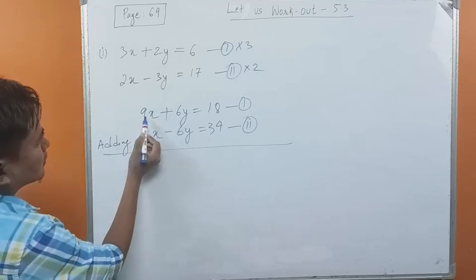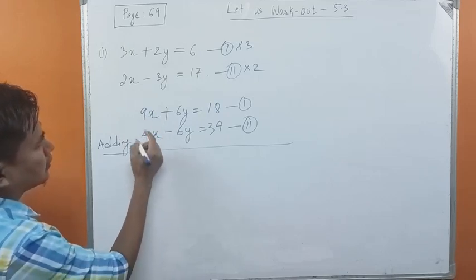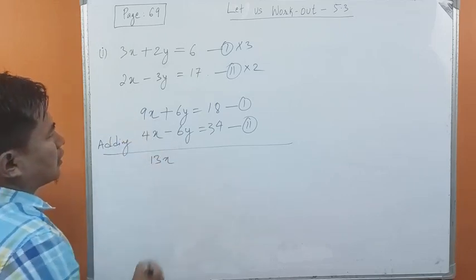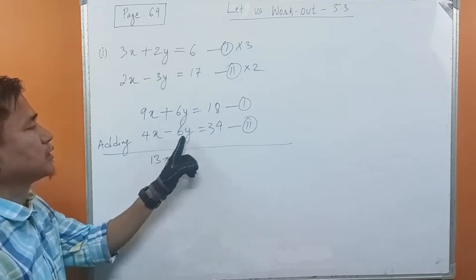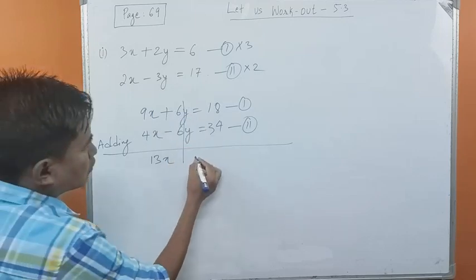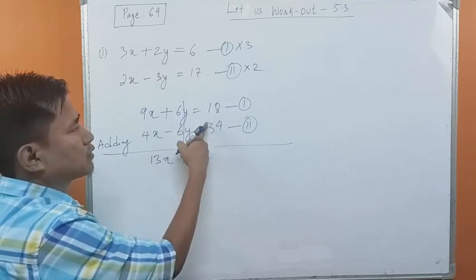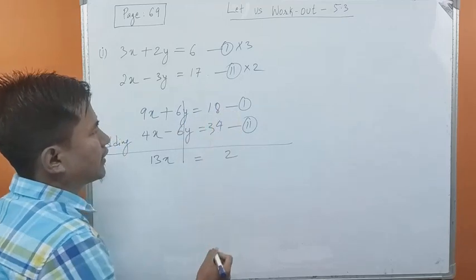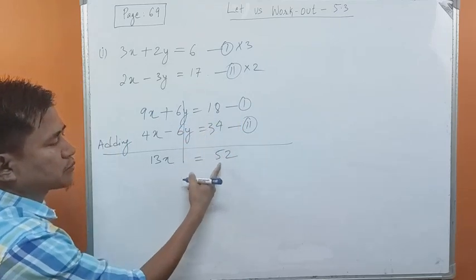Now 9x is positive, 4x is positive, so 9x plus 4x gives us 13x. Same sign means we add up, isn't it? Here 6y is positive and this 6y is negative. Plus 6y minus 6y becomes 0, isn't it? We cancel this out. Equals 18 is plus and 34 is also plus. Both are positive, so we add up these two numbers. 18 plus 34 gives us 52.